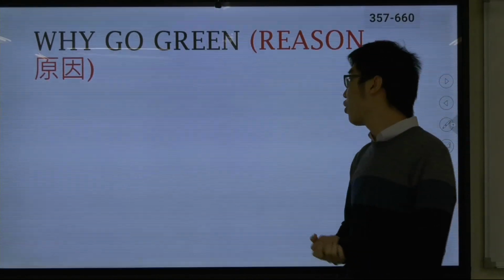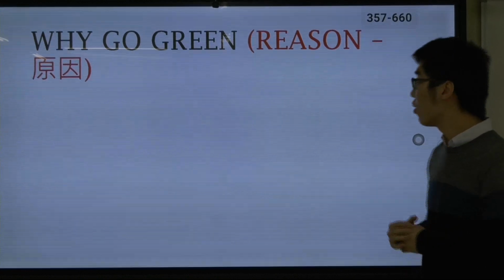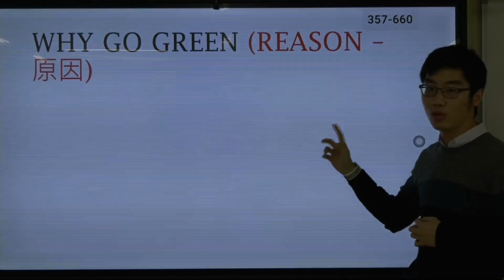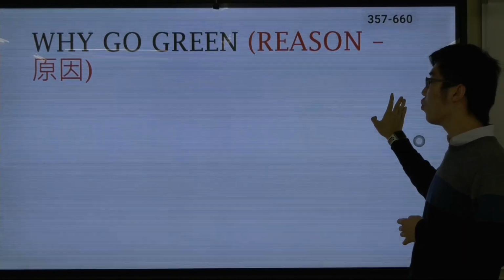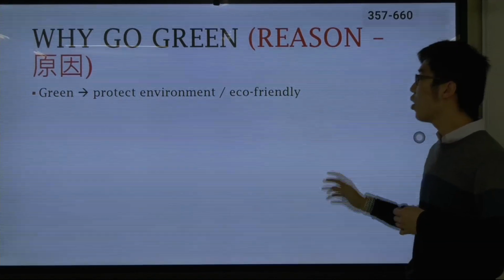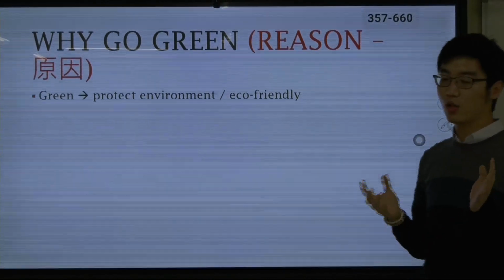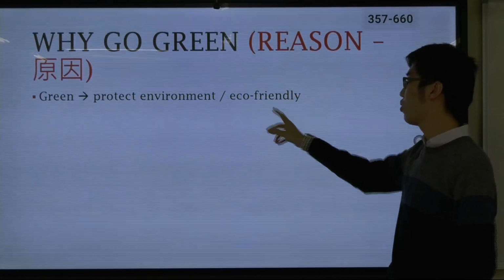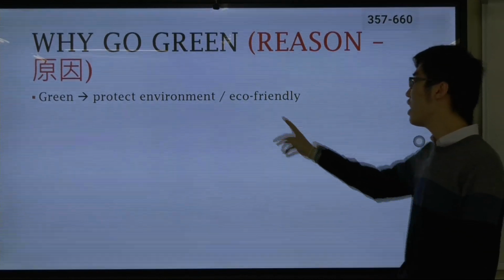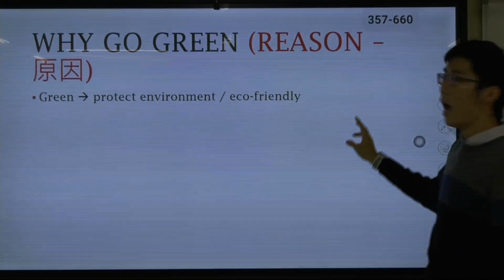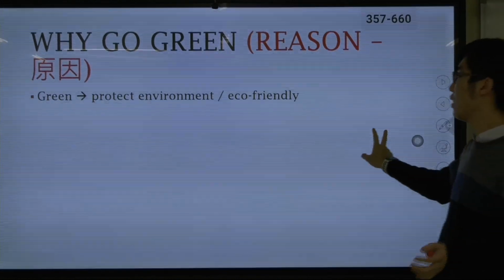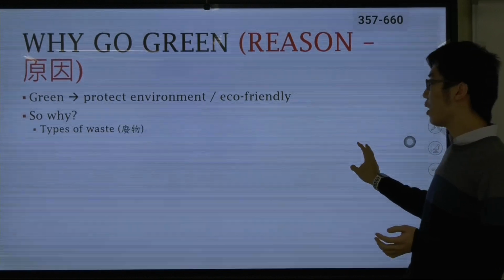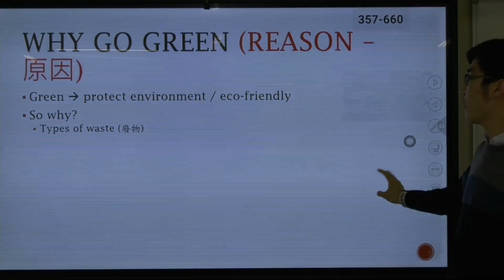So, first of all, why do we need to go green? It is asking me about the reason, 原因. So why should we go green, okay? Go green, which means to protect the environment, and also to do something that is eco-friendly. So eco means ecosystem, 環境生態系統嘅. Okay? So why do we need to go green? You can see 3 different words.